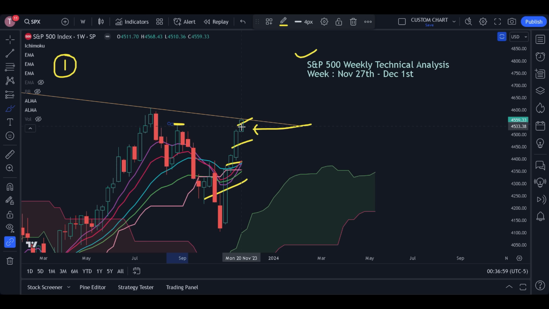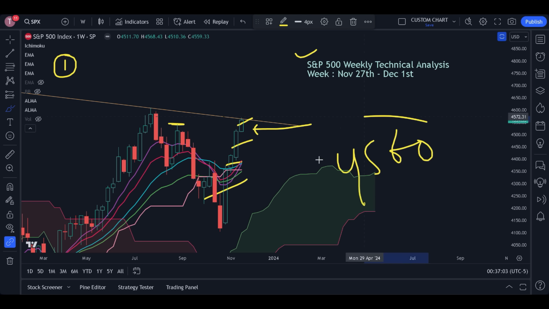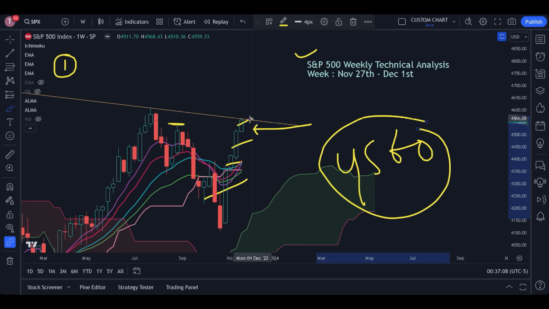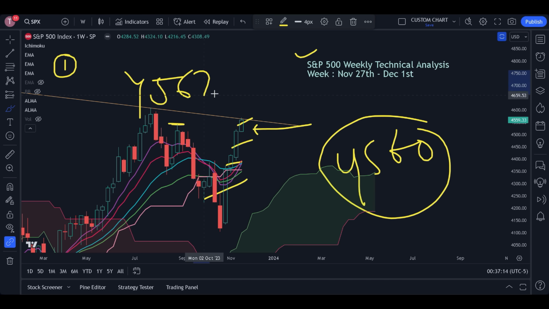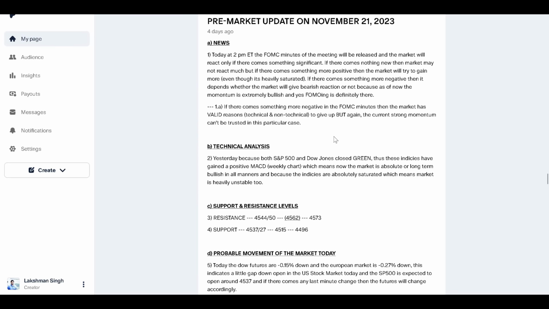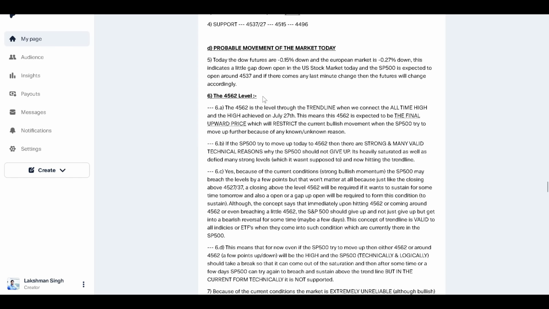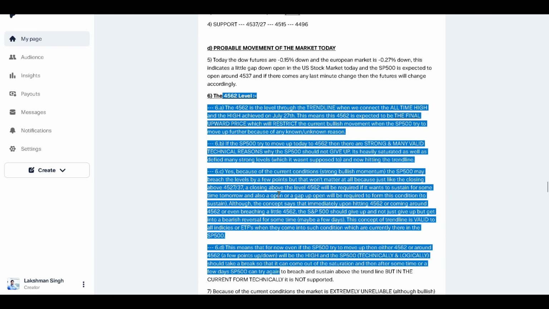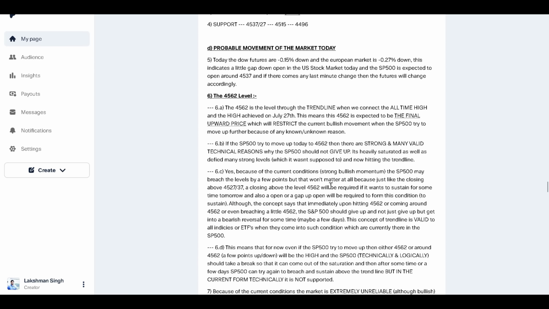The closing of the candle was approximately at 4560. However, the most important part here is that the closing of the candle was below the trend line. What was the trend line level? It was 4562. In my pre-market update on November 21st, that was Tuesday, I explained the logic of the 4562 level in great detail, what the 4562 level is and what will happen.